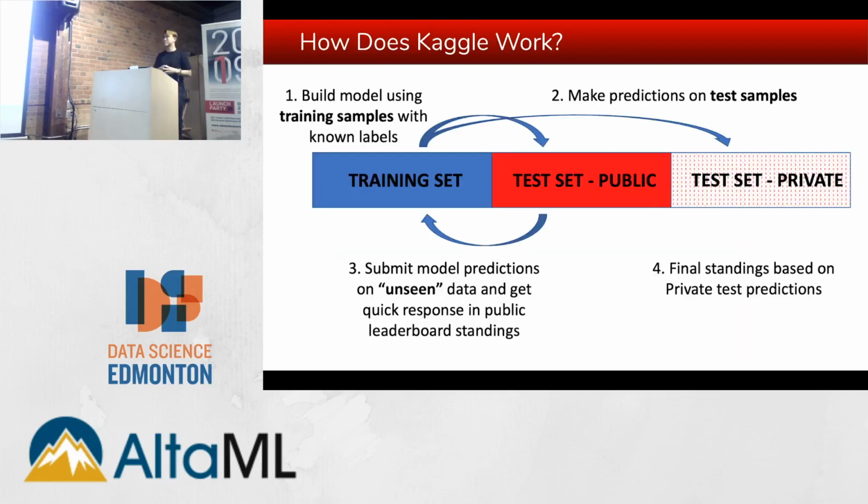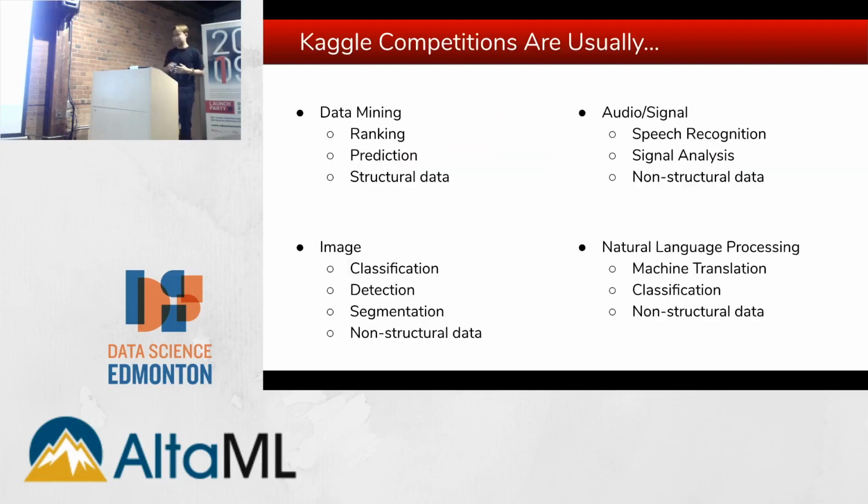Kaggle competitions usually cover a wide range of topics, from conventional data mining, like predicting the click-through rate for some website, or predicting house prices in Los Angeles. They also have image competitions, like classification, whether it's a dog or a cat, the simplest case. You may want to detect objects in the provided video or image sequences. You can also do image segmentation in, say, medical images or some other situation.